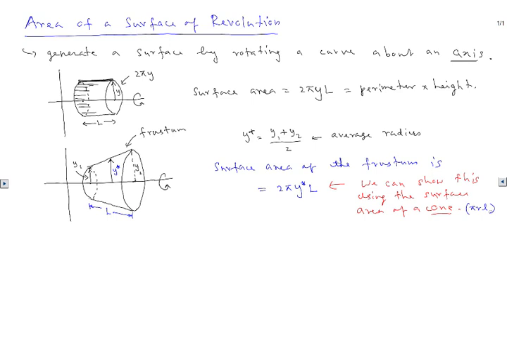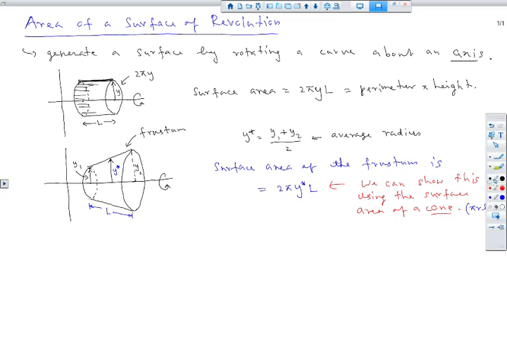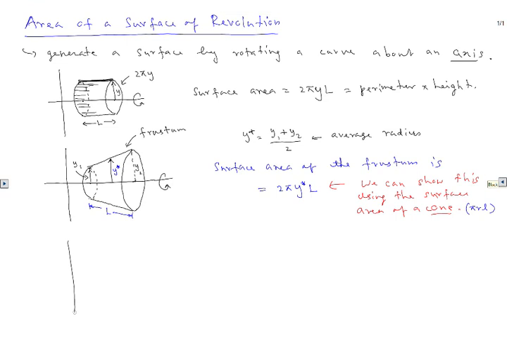So now we can use this idea to find the surface area of a general curve, the surface area of a surface of revolution. So let's look at the general situation. Let's say you have a curve like this.